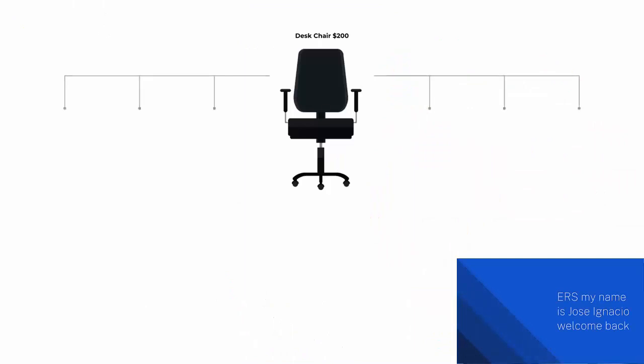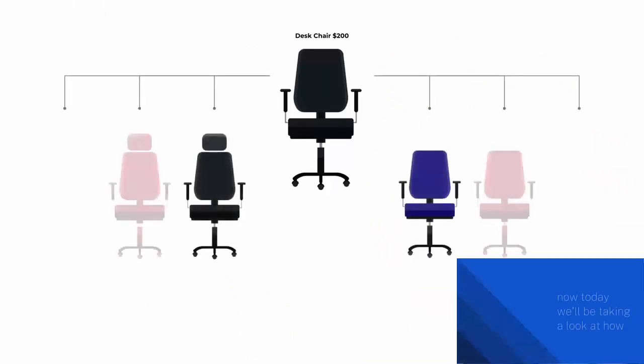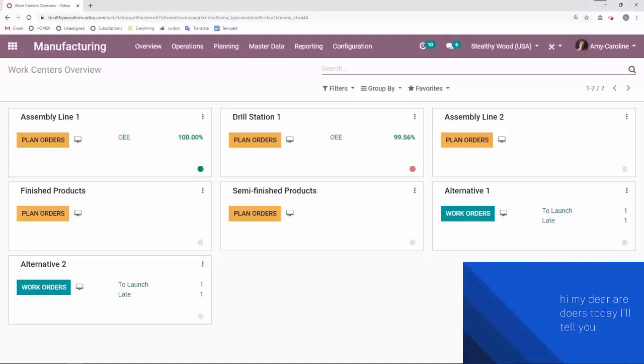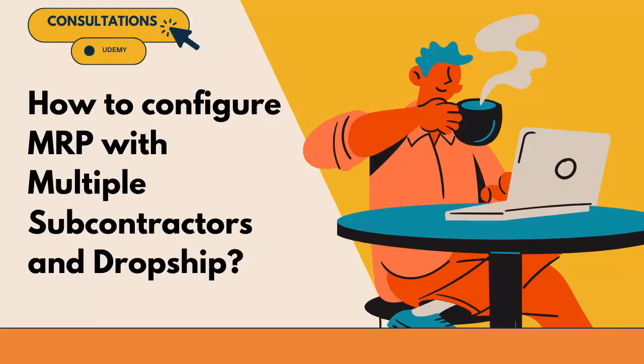Now, today we'll be taking a look at how we can use product variants to spice up. Hi, my dear Odooers. Today, I'll tell you about something that has changed: the master production schedule.